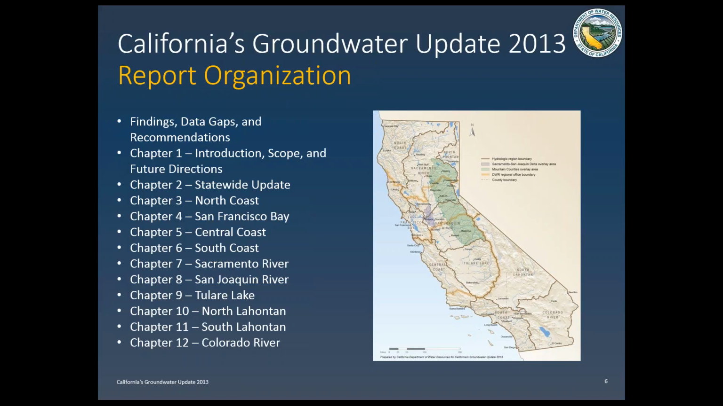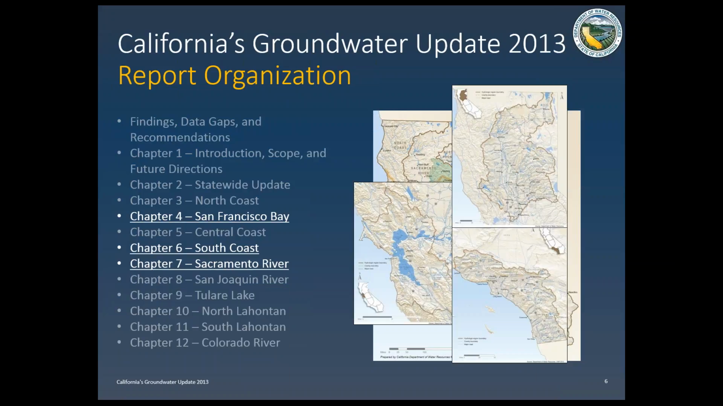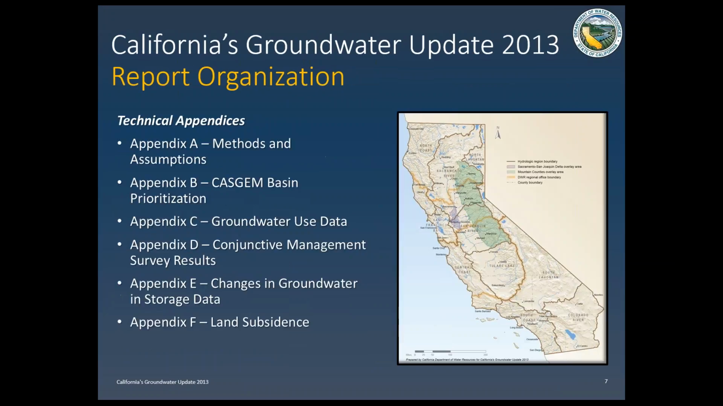Earlier you heard about San Joaquin, Tulare Lake, and Central Coast. And today, again, we're going to focus on the San Francisco Bay, South Coast, and Sacramento River. We also will be producing appendices that will cover a lot more detail on some of the features that we're including in the report: the final CASGEM basin prioritization, groundwater use data, changes in groundwater and storage data, and land subsidence.